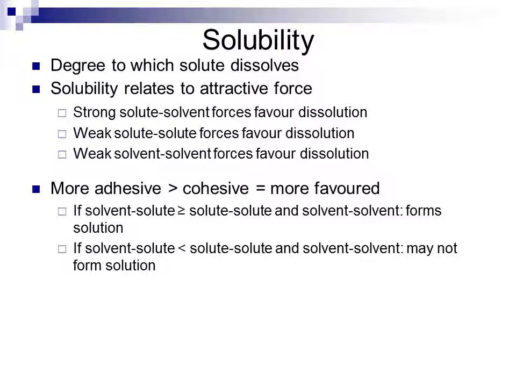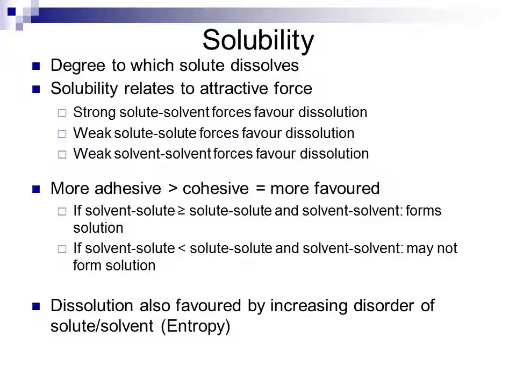Whether or not it does depends upon the overall difference, just how much less the solvent-solute interaction is than the other two combined. Now, dissolution is also favored by increasing disorder in the solute or the solvent. If I mix two things together, the overall measure of disorder is increased. Something that is a mixture is going to be more disordered than something which is a uniform single substance. This process of favoring disorder or favoring a count of possibilities is referred to as entropy, which we'll talk about more later on.